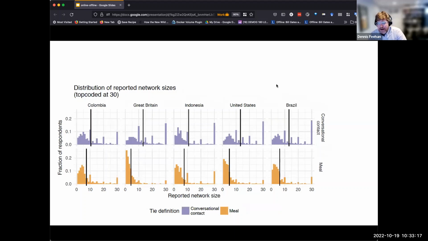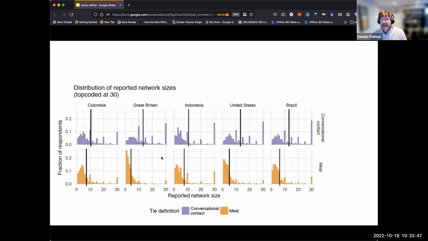Okay, so we just saw this plot for Brazil. This is the same plot for all of the countries. And what you can see is that the basic idea that we saw in the Brazil plot holds up across these countries, in the sense that the estimated average size of the meal network is always smaller. And in all of these cases, it looks like there's at least as much heaping, if not more heaping, with the conversational contact network than there is with the meal network.